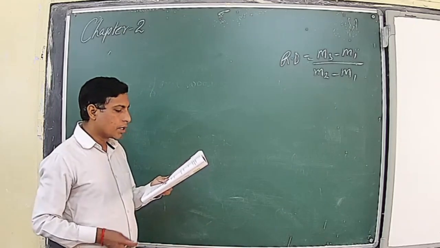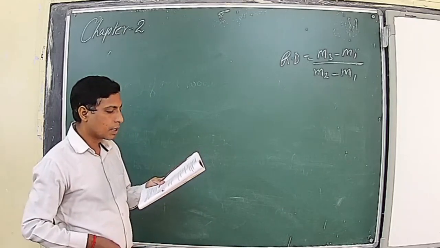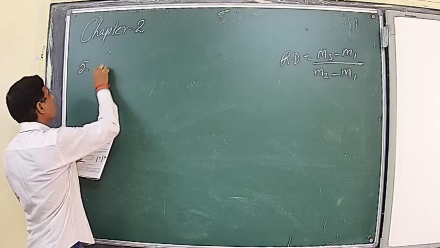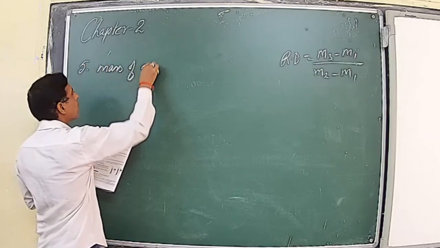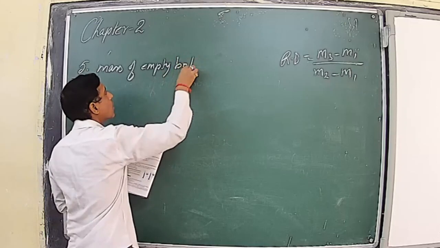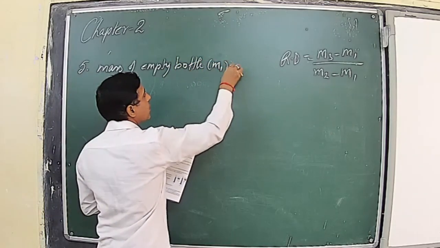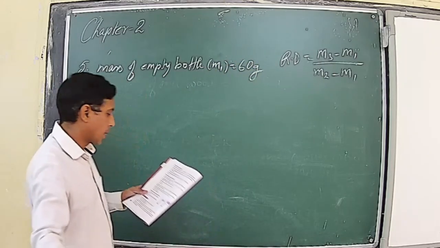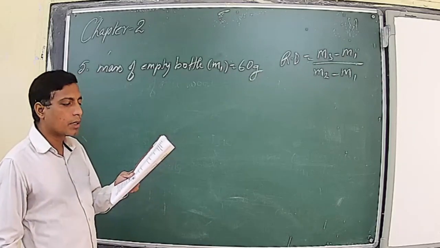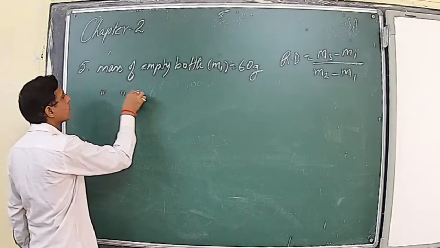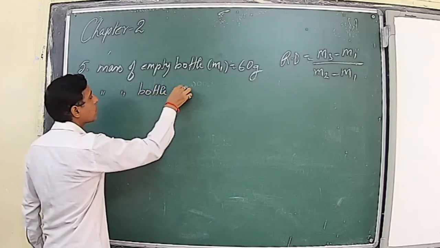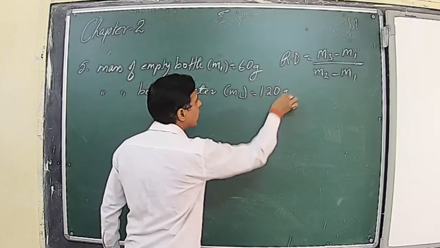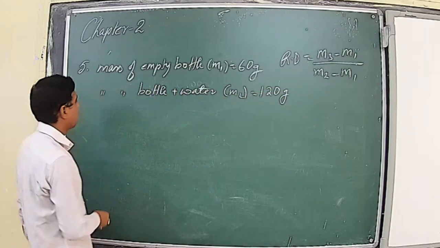Now let's go through a question. An empty relative density bottle weighs 60 grams. This is our numerical 5. So mass of empty bottle, M1, is given 60 grams, and it weighs 120 grams when completely filled with water. So mass of bottle plus water, M2, is given 120 grams.